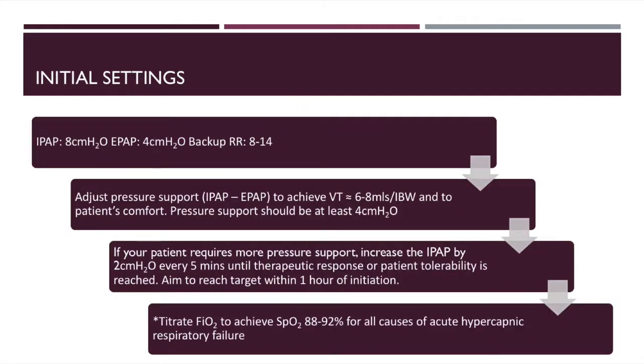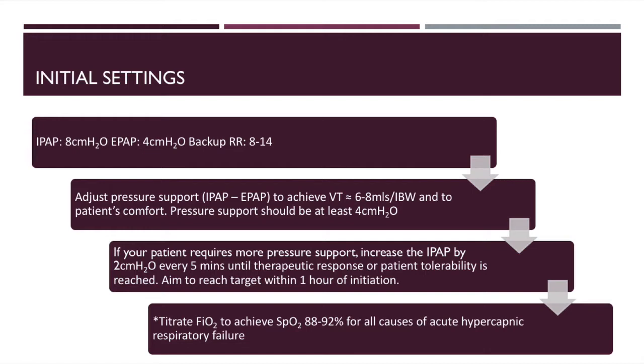This is how you initiate a patient on NIV. Start with an IPAP of 8 and an EPAP of 4. You may require a higher EPAP in conditions like APO. You should start with a backup rate of 8 to 14. The amount of pressure support that the patient receives is the difference between the IPAP and the EPAP.